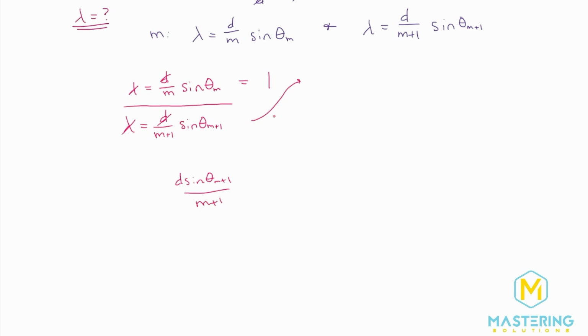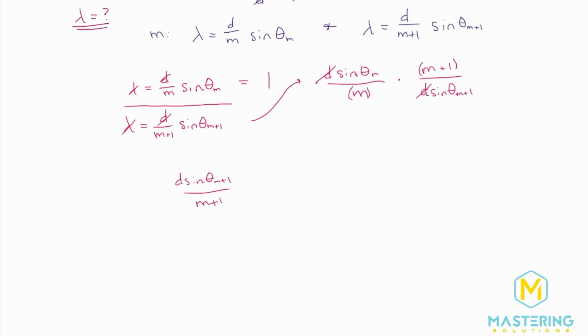It's just written a little differently. So when we look at it that way, we have d sine theta sub m over m, and now we're multiplying it by the reciprocal of this. So we have m plus 1 over d sine theta m plus 1. So now it makes a lot more sense when we cross cancel. The d is the exact same for both, and the m's are different. Because you think of this as m plus 1, and this is m, these are not the same. So these m's won't cancel out.